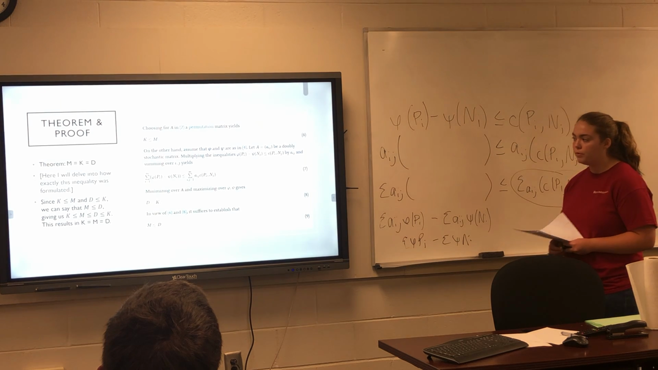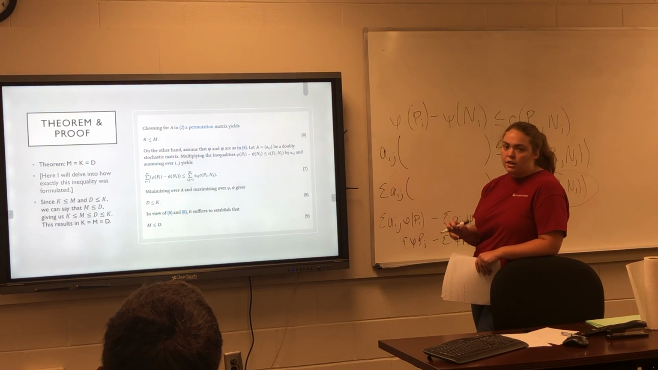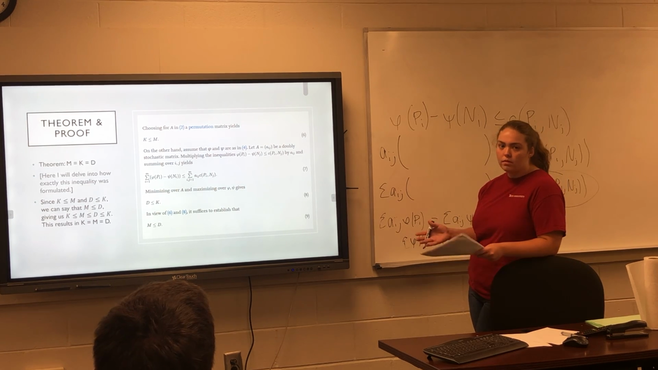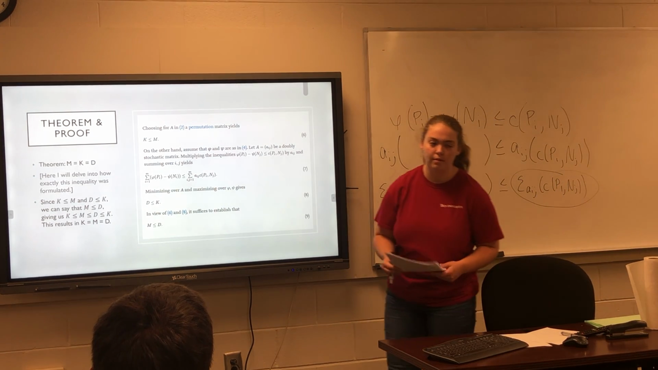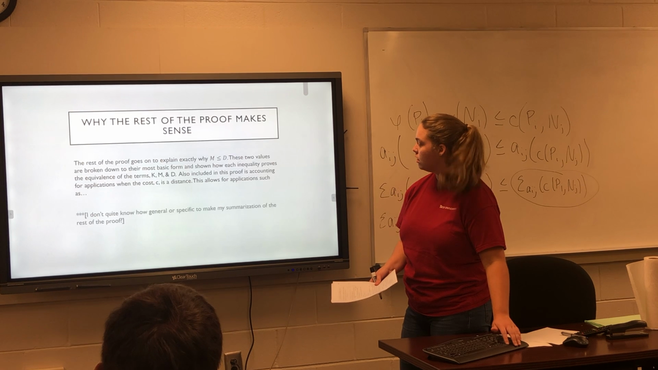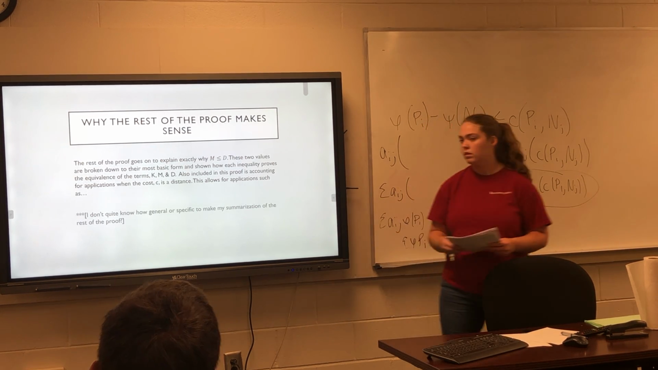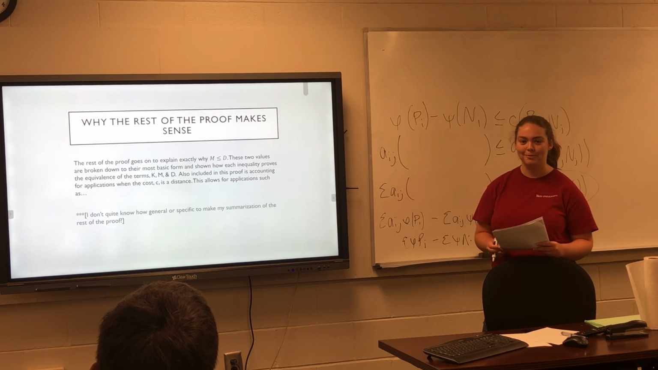Now that we've proved that D is less than or equal to K, for K less than or equal to M, we equate them all. And that's it.